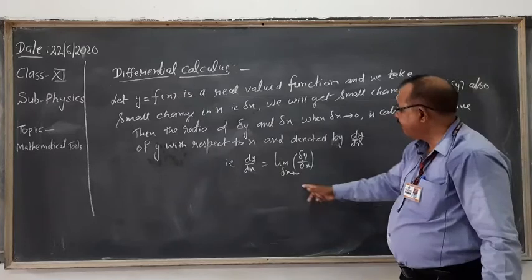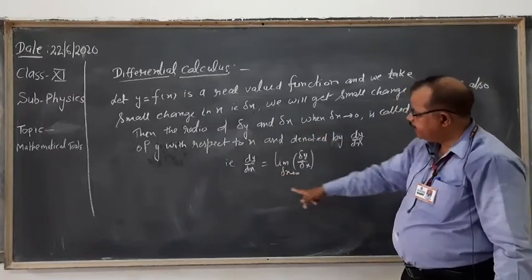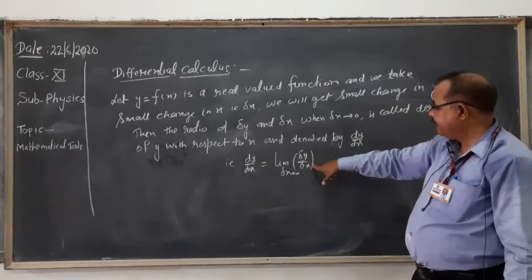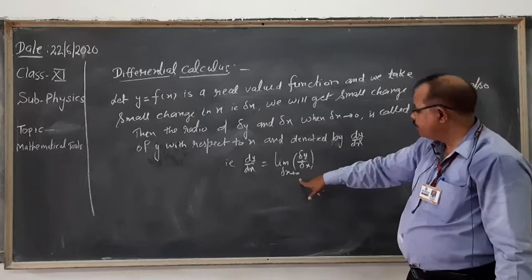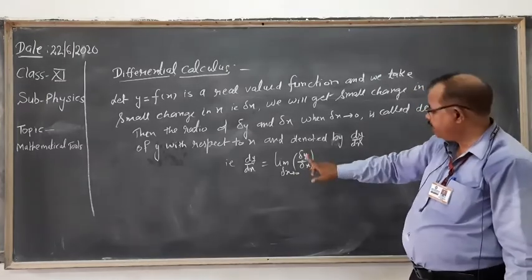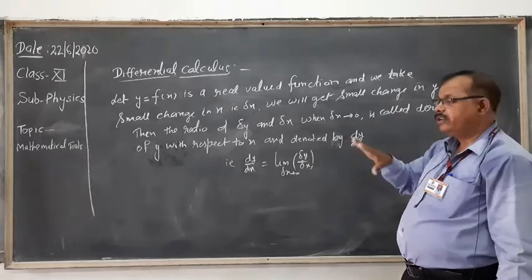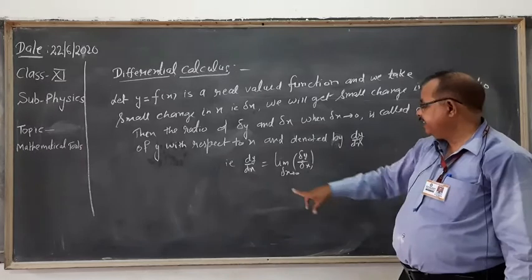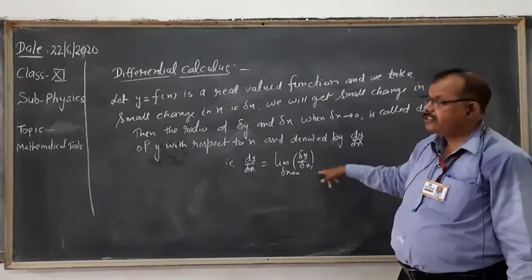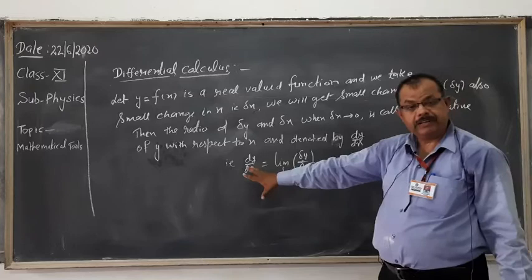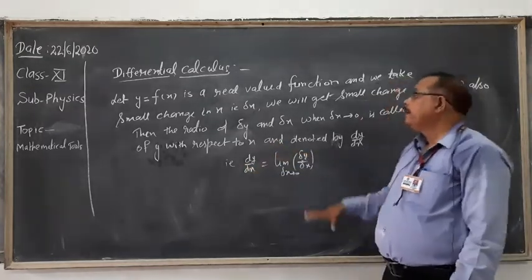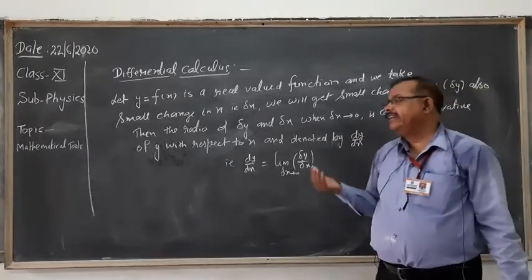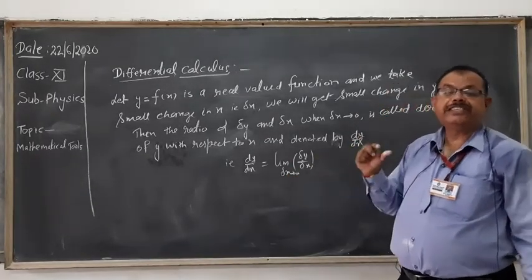Children, this is the derivative of y with respect to x denoted by dy by dx. Actually it is the ratio of del y and del x. This ratio, when? When del x tends to 0. What is del y? Small change in y. What is del x? Small change in x. So the ratio of small change in y and small change in x with the condition del x tends to 0 is called the derivative of y with respect to x. This is the definition of the derivative, and the process of finding the derivative is called differentiation.